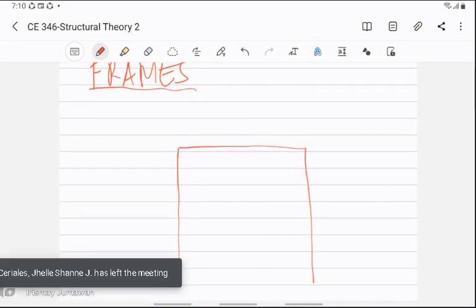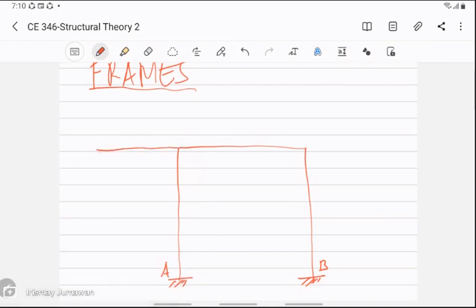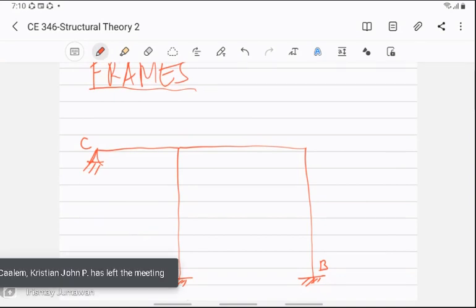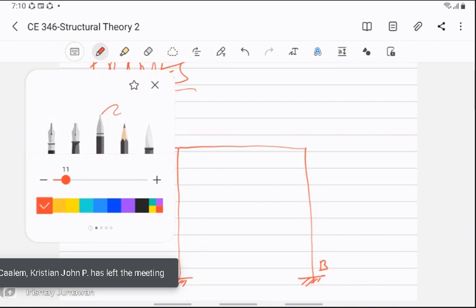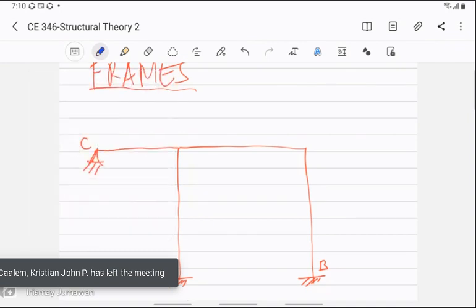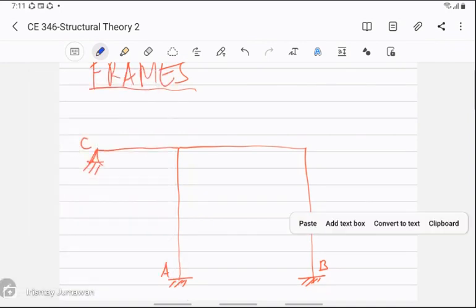Okay, this is a frame. And this is our A and this is B, so it is fixed. And this is our C and that is a hinge. So if you observe, the supports A and B are fixed.